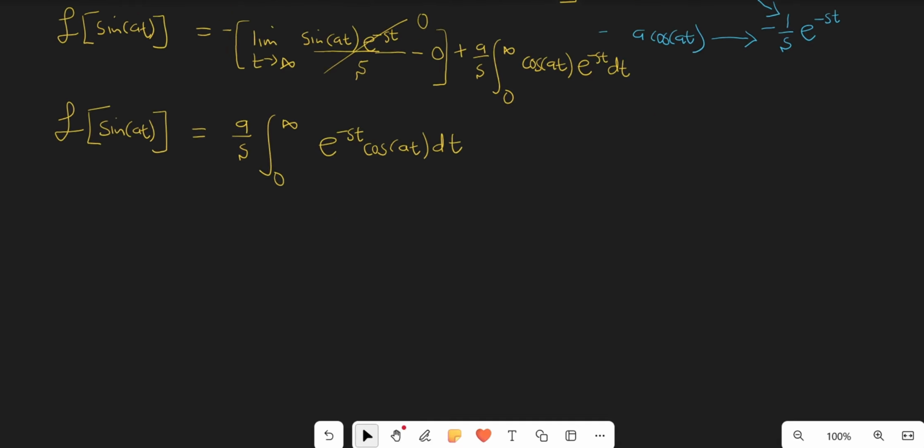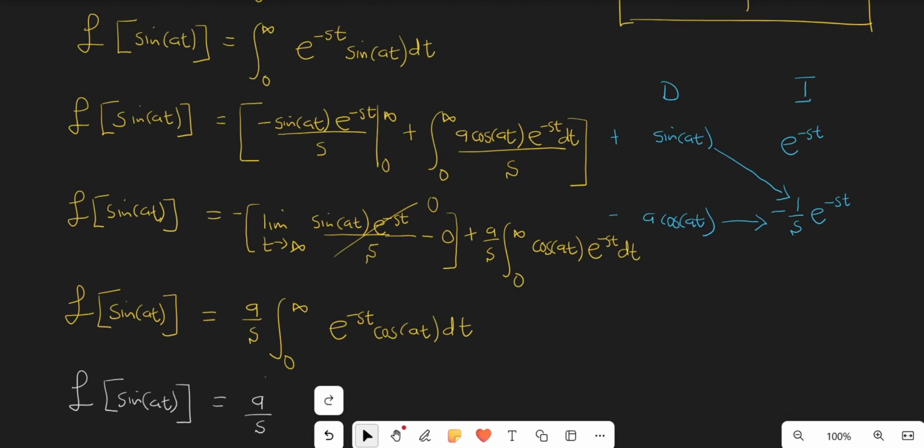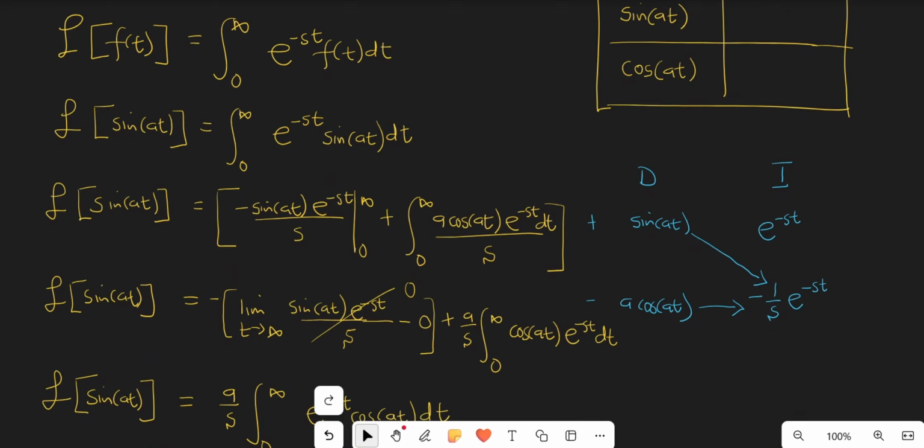Cool, right? So now how best can we write this? Let me switch colors and we'll write it here plainly. The Laplace transform of the function sine of at is equal to a over s. But looking at the definition of the Laplace transform, this one too is the Laplace transform of the cosine of at. So if we go back to the definition of our Laplace transform of the sine of at, this is what we have.